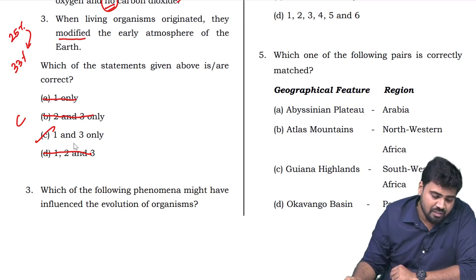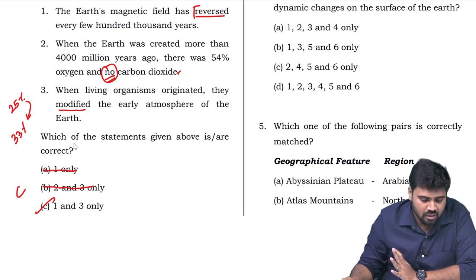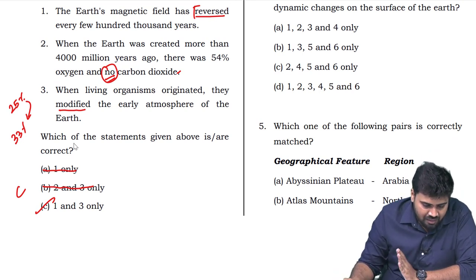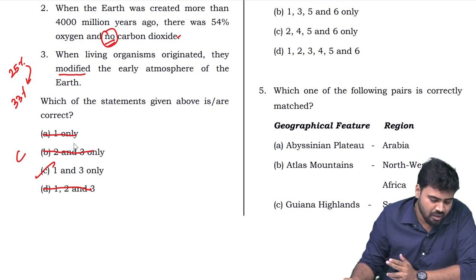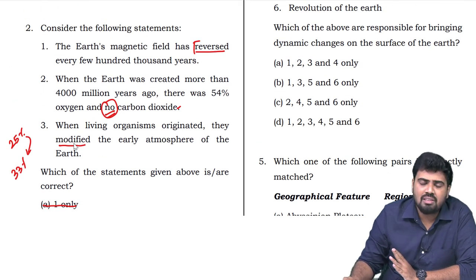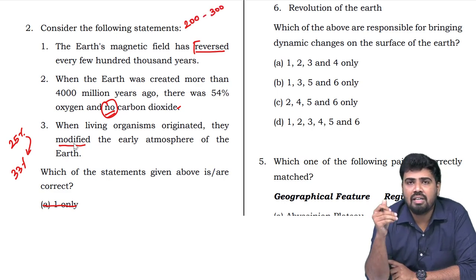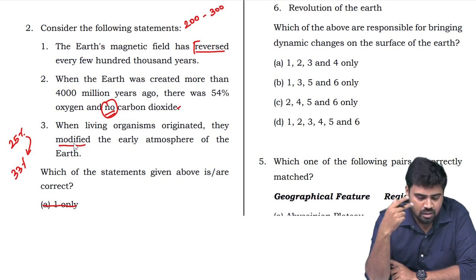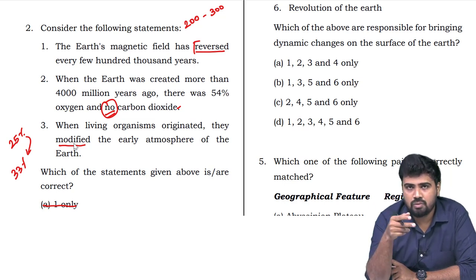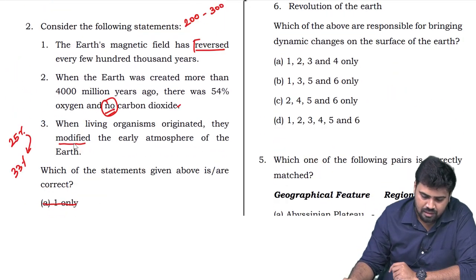We didn't even look at the first statement, whether the earth's magnetic field has reversed or is normal throughout. It is reversed, but we didn't check that particular option. We went for elimination and arrived at the correct option, option C. Yes, every 200,000 to 300,000 years, the earth's magnetic field has reversed. That is the fact. So the first statement is true, the third statement is true, but the second statement is false. So second, option C.